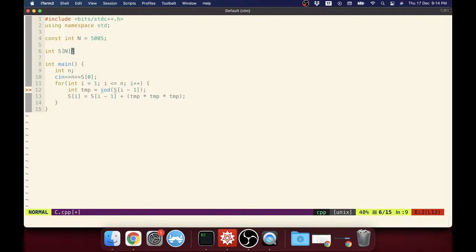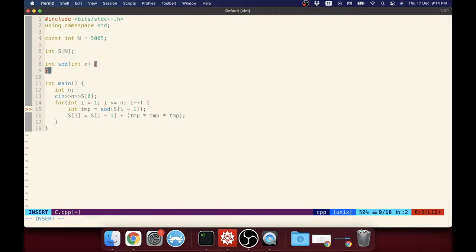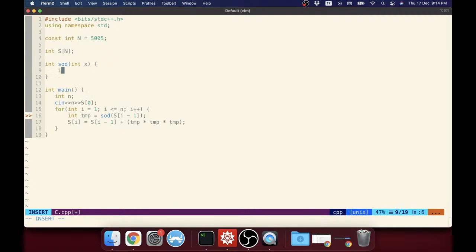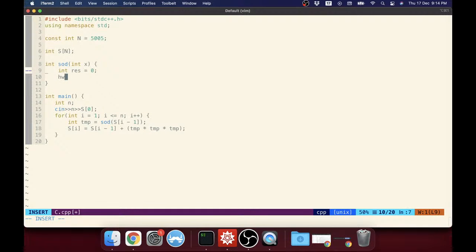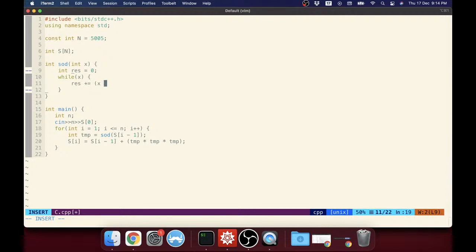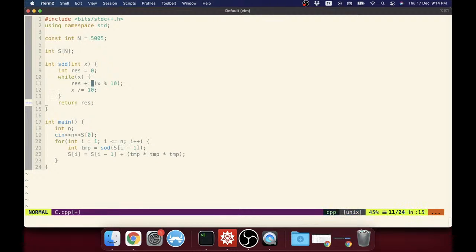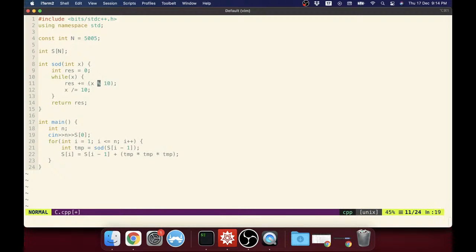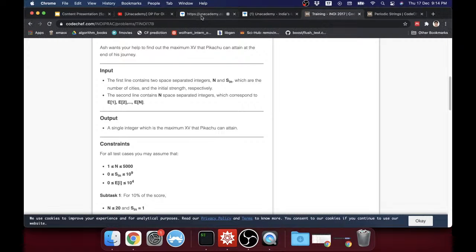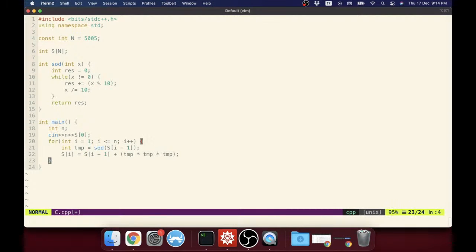Okay, now we don't have the SOD function right now. So given a number x, what is the sum of its digits? Result is equal to 0. I keep on extracting the digits and adding them in. So what I'm doing here is I'm taking the unit digit, x mod 10, adding it to the result, dividing x by 10, and keep doing it repeatedly as long as x is non-zero. This basically means this, and then returning the result. So this is our sum of digits function. So we have our S array created.